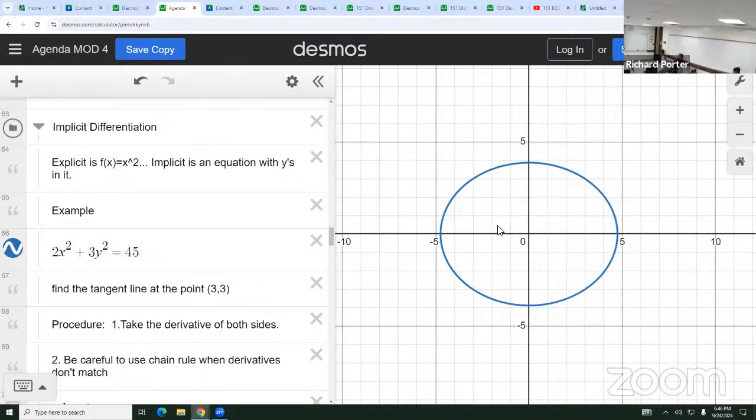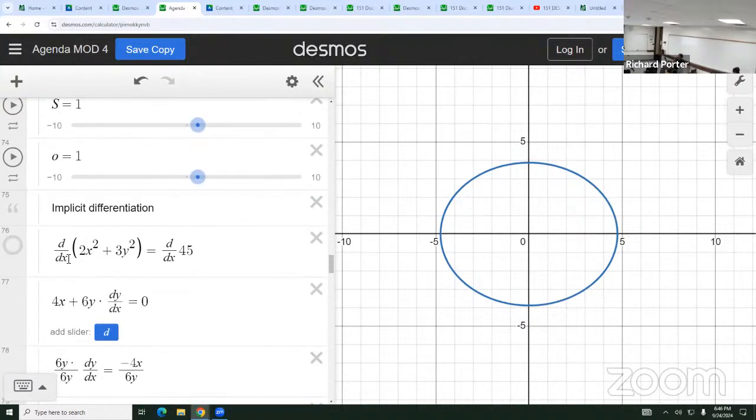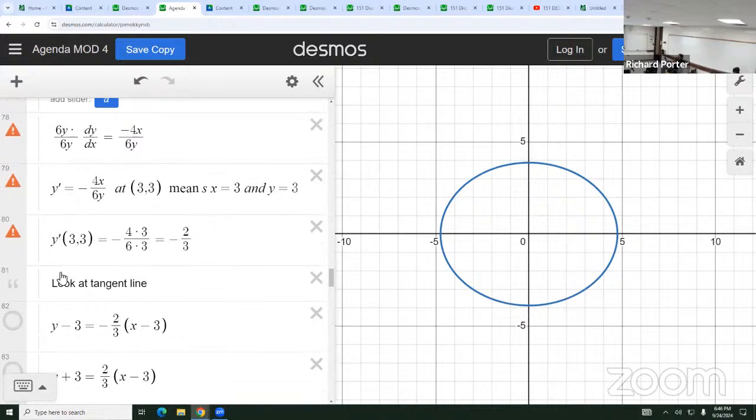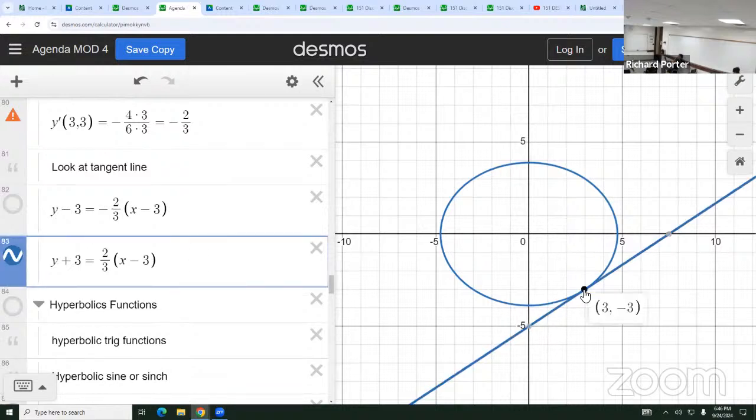It doesn't have a tangent line. Could I draw a line tangent to it? Well, sure enough, I could, because I just made one go away. Where was it? What's that tangent line? This one. There's a tangent line, and it's tangent at this point. This point is (3, -3).